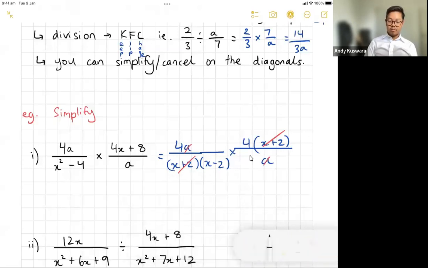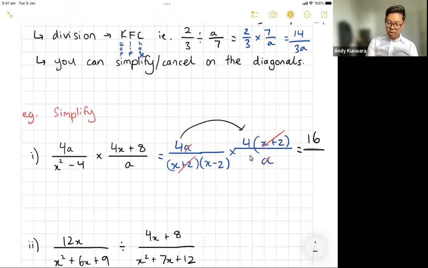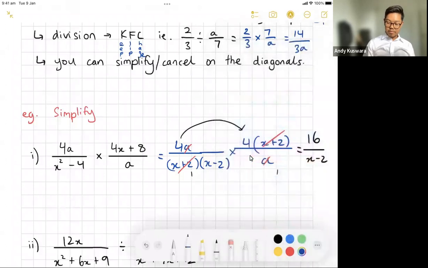The game is whatever you can take. If you can take one off the top, you can take one off the bottom. That's how it works. You can't cancel across ways. One needs to be above, one needs to be below. And this will give you, I'm looking at what's left. What's left is 4 times 4, which is 16. And then at the bottom, everything else is turned to 1, leaving us with just the x minus 2. That there would be your answer.